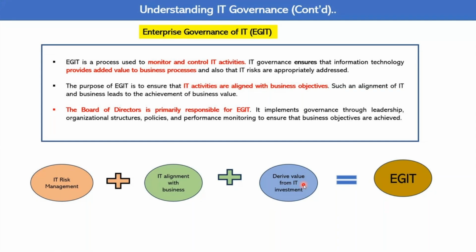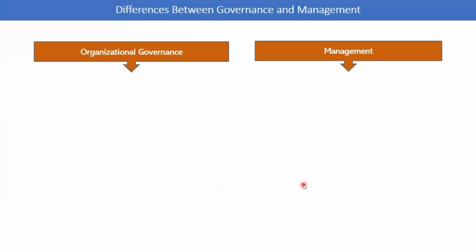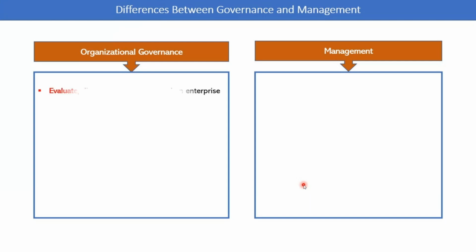The next slide we'll see is the difference between governance and management. So let's go. Organizational governance and management. What is governance all about? Governance is about evaluating, directing, monitoring and control of the enterprise. Management, on the other hand, is about planning, building, running and monitoring.